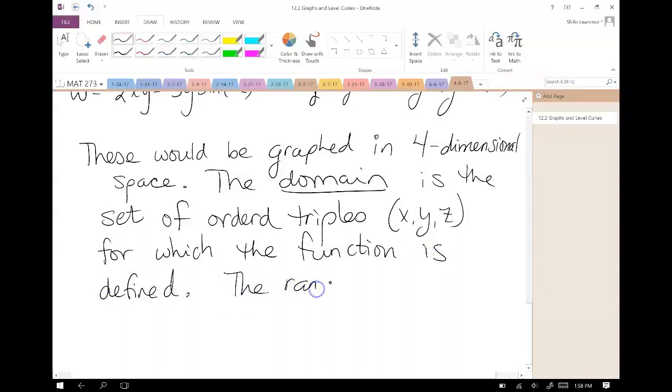And the range is exactly the same. If these are functions, you're only allowed to get one output. That's the definition of a function. You're only allowed to get one output. So the range is still just a set of real numbers.